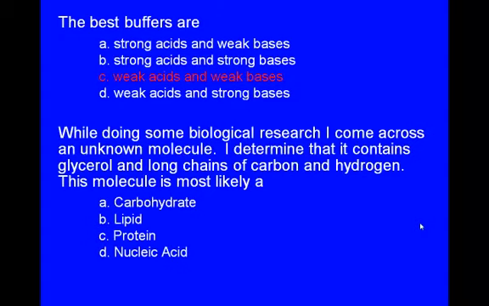Now, let's do a second question. While doing some biological research, I came across an unknown molecule. I determined that it contains glycerol and long chains of carbon and hydrogen. This molecule is most likely a what? A, carbohydrate, B, lipid, C, protein, or D, nucleic acid. Go back to those macromolecules and see which one of them had glycerol. Okay, give yourself a second. You should see that it is B, a lipid.